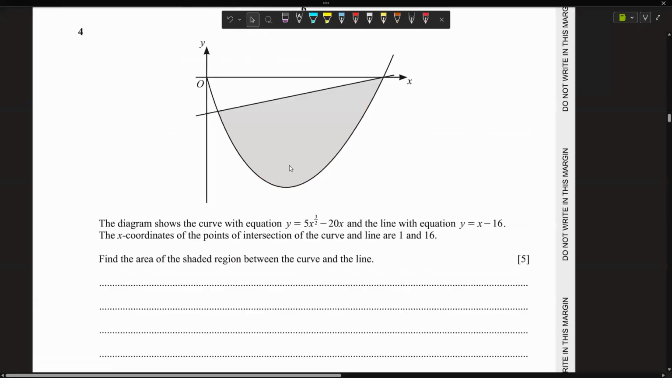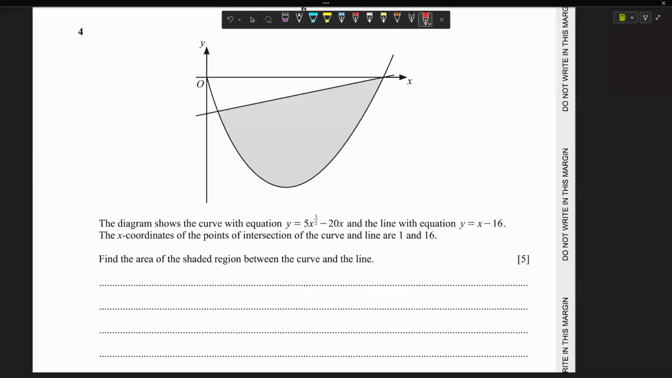We are now on question number 4. Here it says the diagram shows the curve with equation y is equal to 5x to the 3 over 2 minus 20x, and the line with the equation y is equal to x minus 16. The x coordinates of the points of intersection of the curve and the line are 1 and 16. Find the area of the shaded region between the curve and the line.